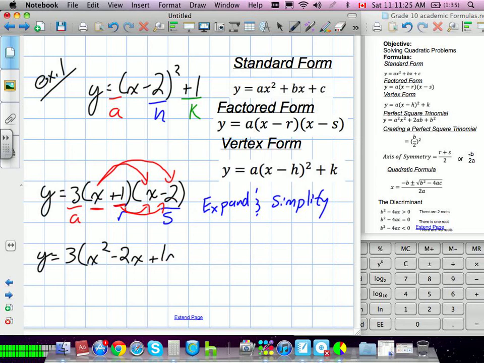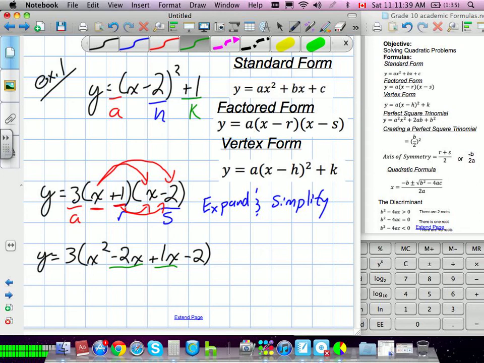Now again, we always work with what's in the brackets. Can I simplify any of these terms? The 2 x's. Yeah, our 2x terms can be simplified. So my next line will read y equals 3 times x squared. What will these become? -1x. Yeah, and then -2.